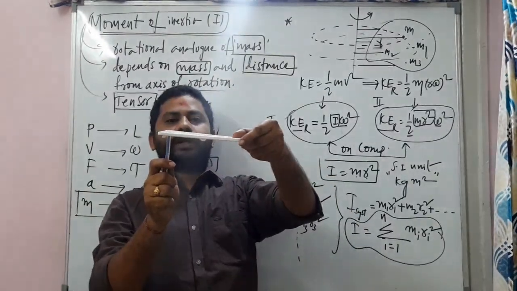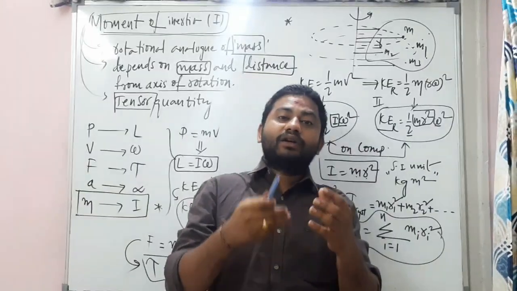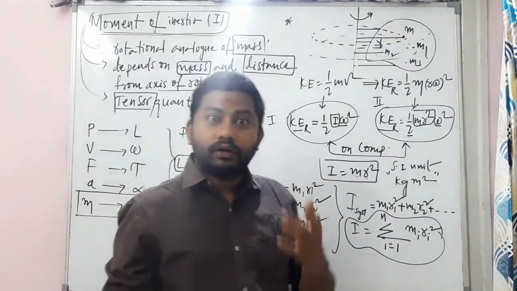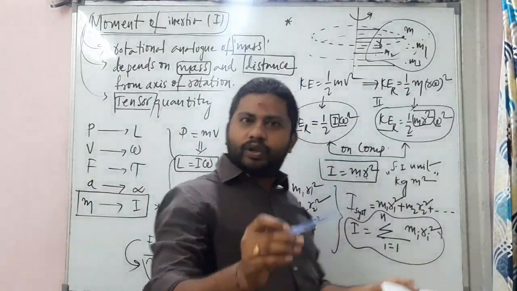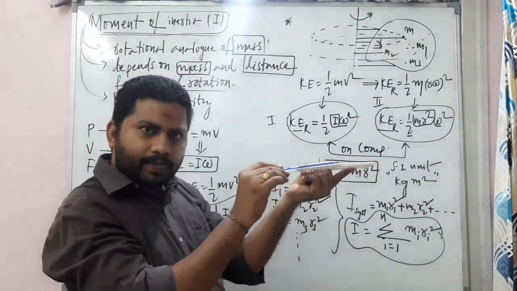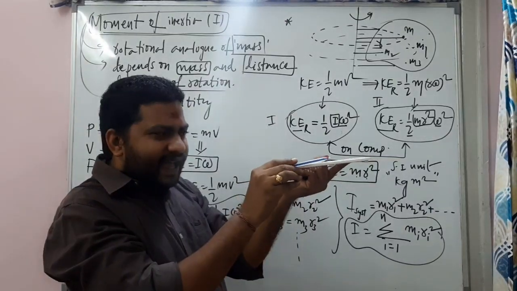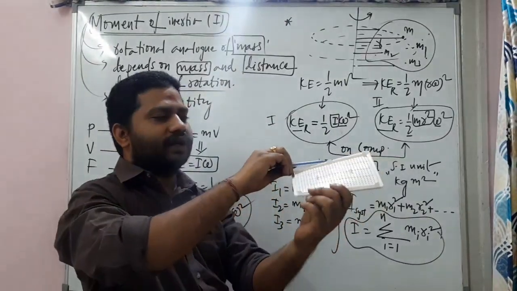Now also the body can rotate like this. Understand? In this case, the moment of inertia of the body is different. For example, the same body can also be rotated like this. Imagine this is the axis of rotation, my dear students. About this axis of rotation also, the body can rotate. Understand? See?